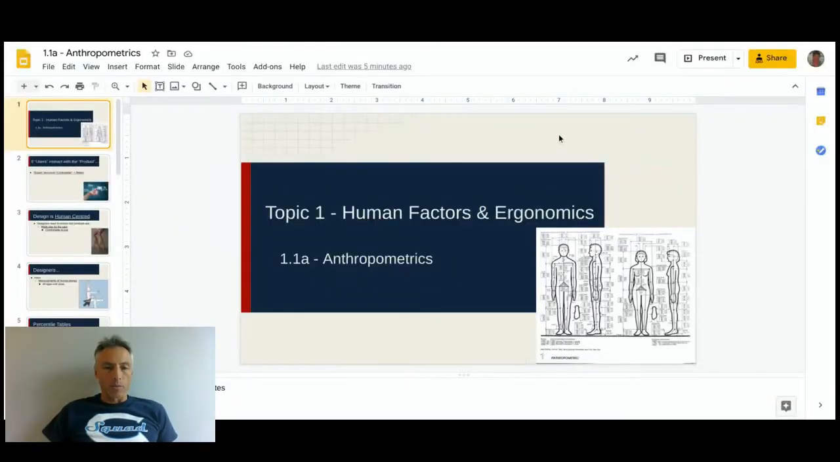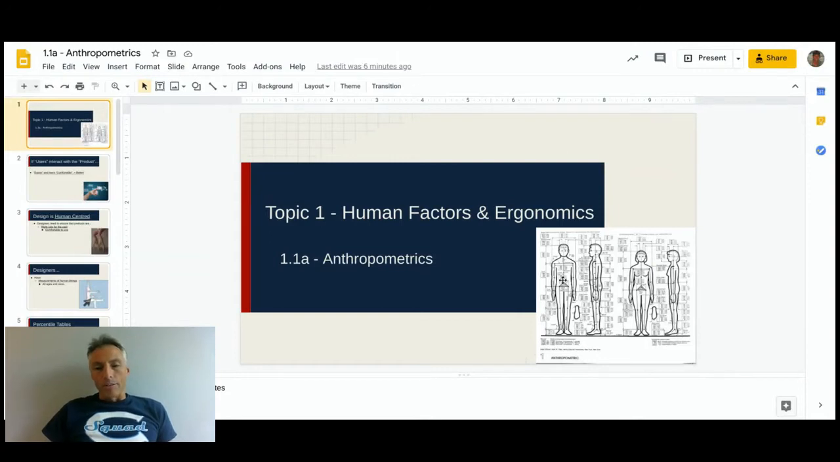Topic 1, Lesson 1. The topic is Human Factors in Ergonomics. This lesson is on anthropometrics. And in a nutshell, when we're talking about ergonomics and anthropometrics, what we're really talking about is taking all the different important dimensions of the human body and designing all the products that we're going to interact with in a way that they are most compatible with the human body. So that's what we're talking about.